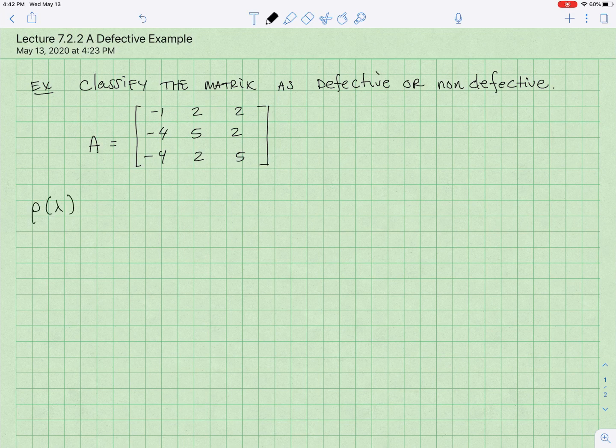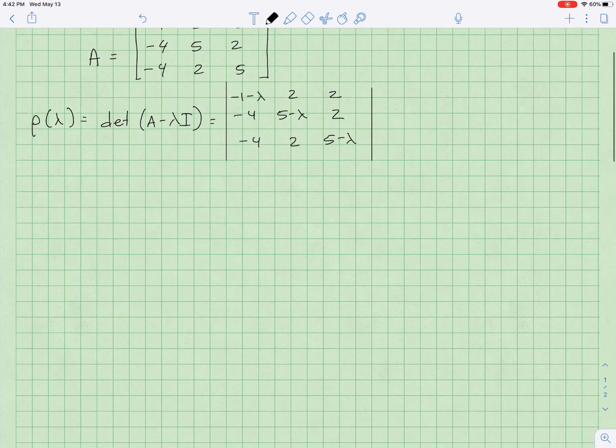Again, we'll start with the characteristic polynomial. That's going to be the determinant of A minus lambda I, which here is going to be the determinant of a 3 by 3: negative 1 minus lambda, 2, 2; negative 4, 5 minus lambda, 2; and negative 4, 2, 5 minus lambda. Now, expanding right across the top row here, old school, I'm going to get the following.